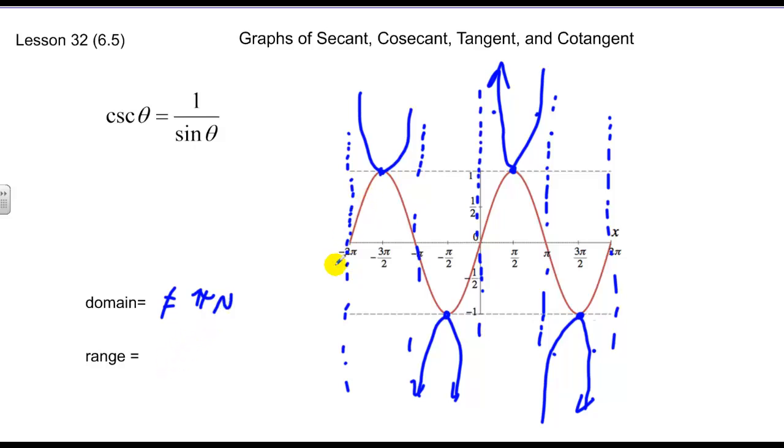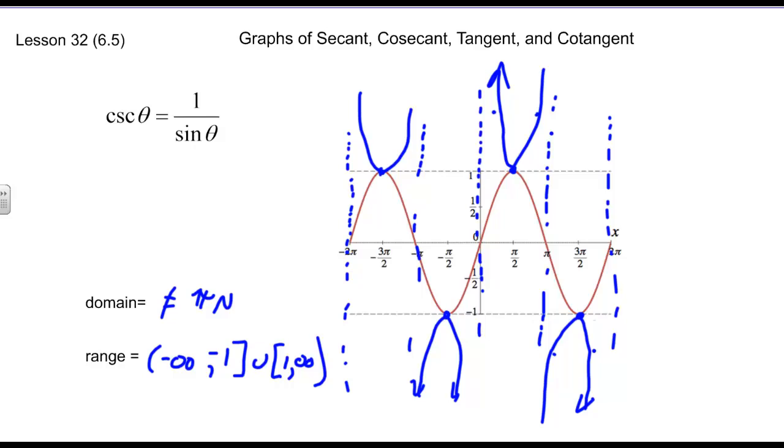Then if I want the range, I know the range is only where the blue graph is, so it's not where the black graph is. So the range goes from -infinity to -1, and from 1 to infinity.